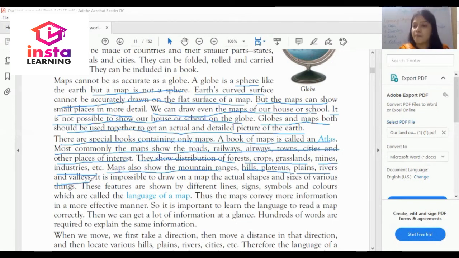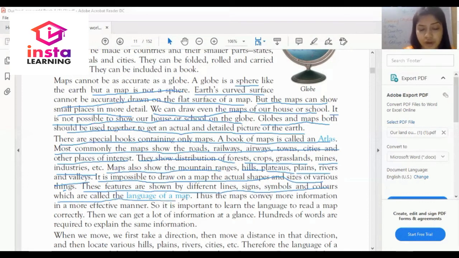तो ये मैप के थ्रू बहुत ही इजी होता है. It is impossible to draw on a map the actual shape and size of various things. Actual size और actual shape देना तो थोड़ा difficult होता है. तो हम एक imaginary lines जो है imaginary drawing के थ्रू उसे represent करते हैं. These features are shown by different lines, signs, symbols and colors which are called the language of a map.